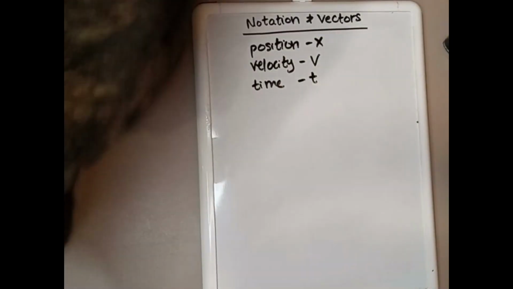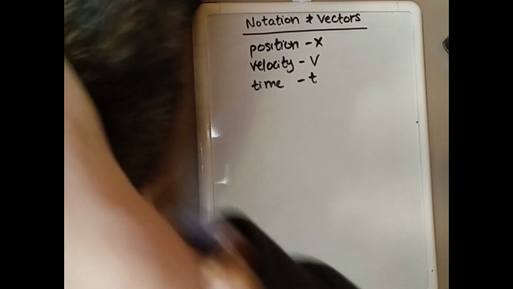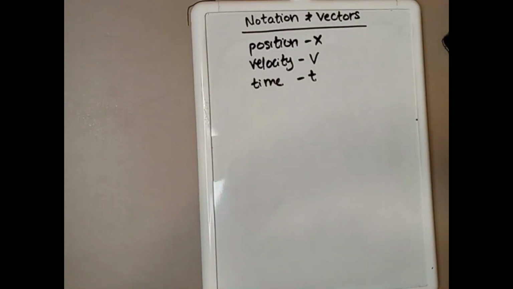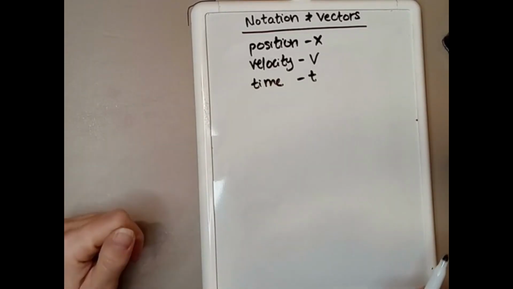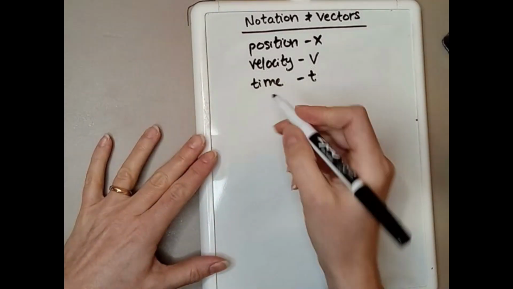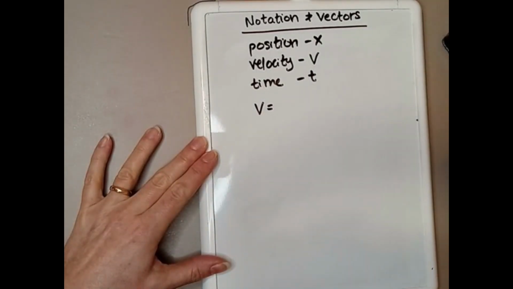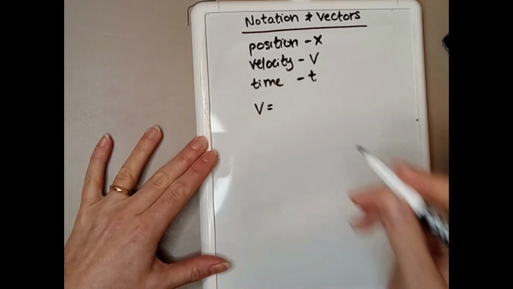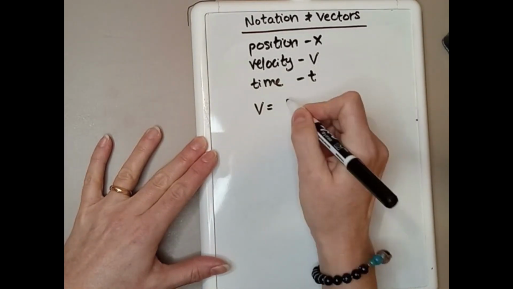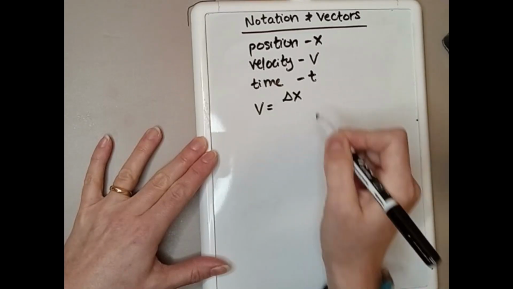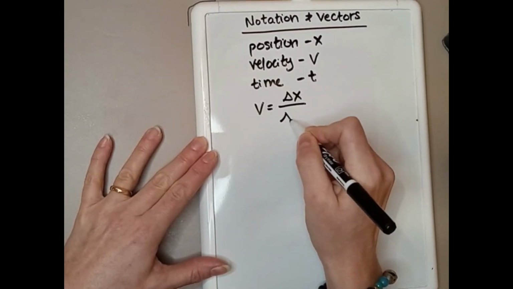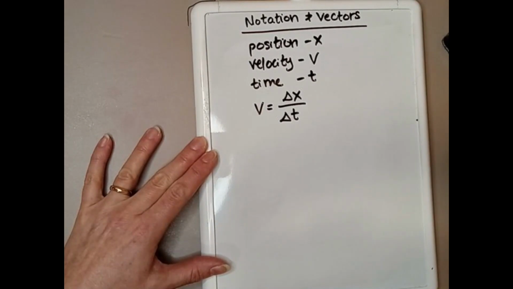We'll use other variables for unknowns, such as a, b, c, but velocity will always be v, position will always be x, time will always be t. So velocity is always going to be a change in position over a change in time. And we talked about this earlier when we talked about units. So we're always going to have a change in position, that's delta x, divided by a change in time, which is delta t.